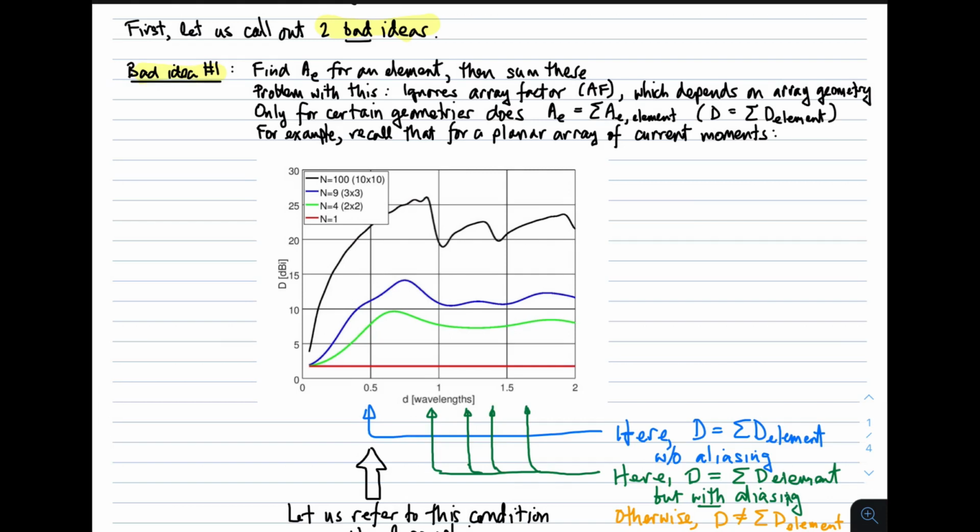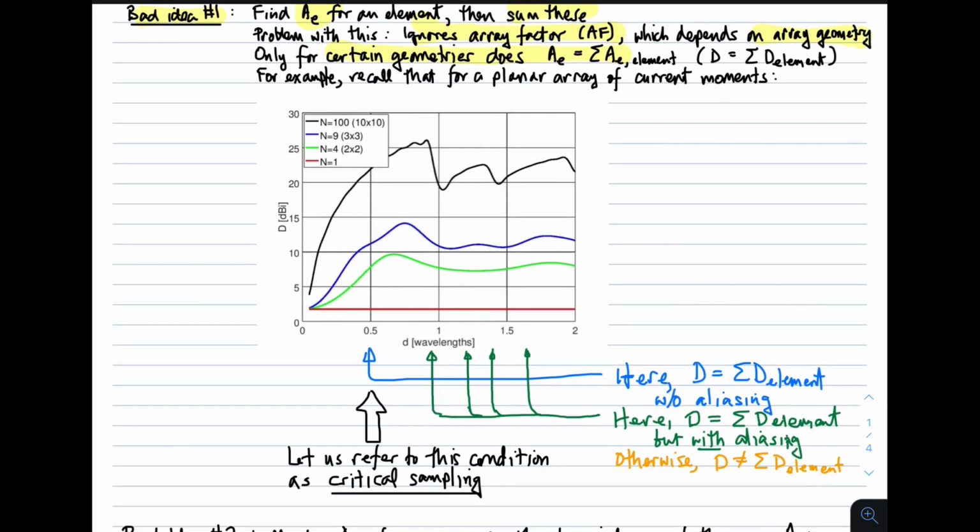Bad idea number one: find the effective aperture for one element of the array and then sum up the effective apertures. Well, the problem with this is that it ignores the array factor, which depends on the array geometry. And when you're simply summing up the effective apertures of elements, you are not considering the geometry. It turns out that only for certain geometries does the effective aperture of the array equal the sum of the effective aperture of the elements, and it's a pretty rare condition.